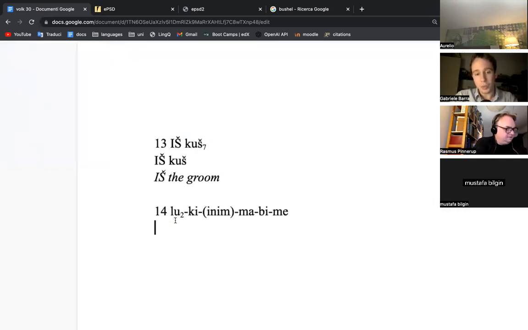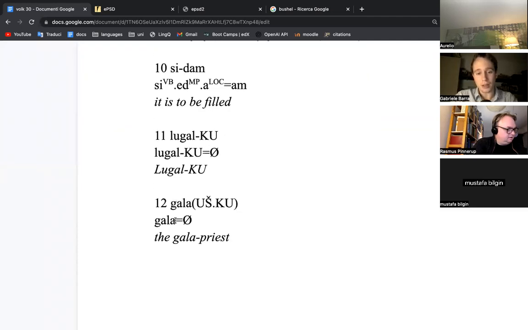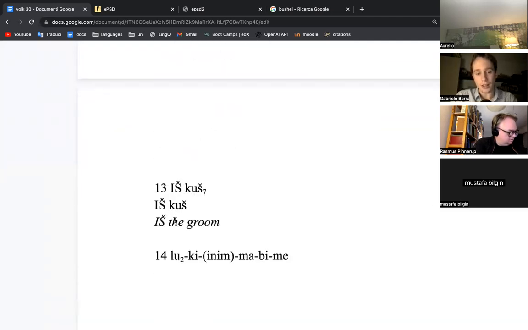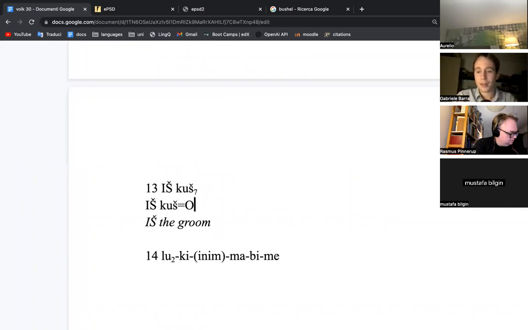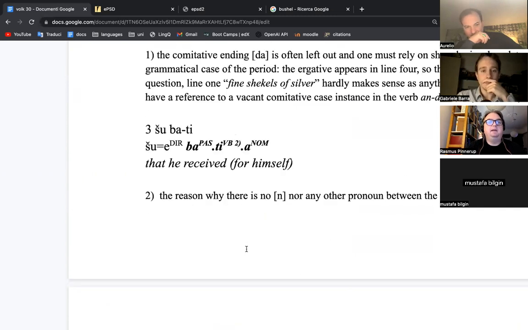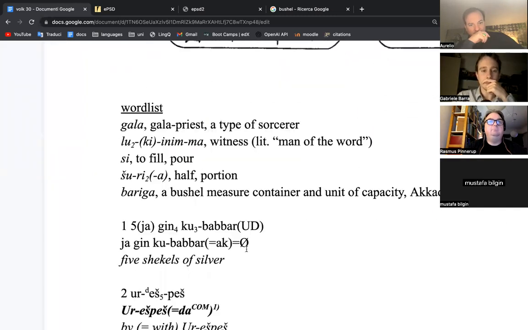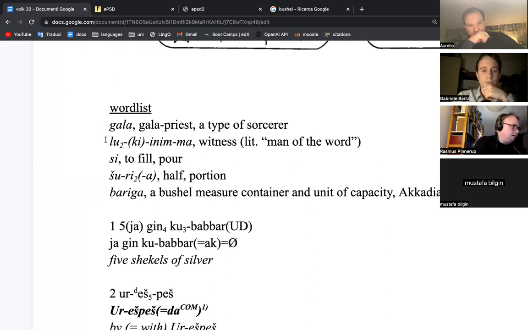And who are they? Ish the groom and, well, Lugal Ku the Gala, the butt support. They are Luki Inim Mabime. You had this in the glossary, and I also just recently read it in Hayes. Luki Inim is witness, man of the word. Right. Yeah.